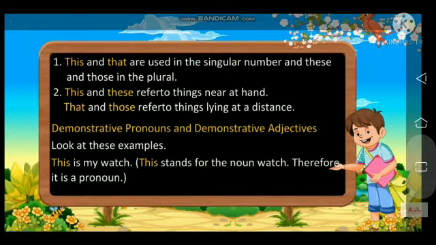Students, this and that are used in the singular number and these and those in the plural sense. This and these are used for nearby things and that and those are used for far away things, which is in distance. So, demonstrative pronouns and demonstrative adjectives.